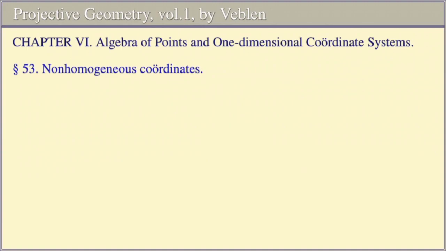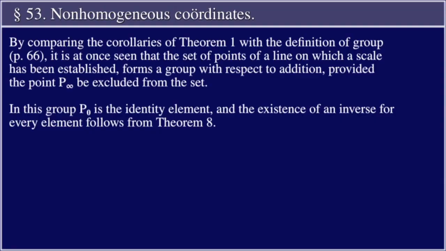Section 53, Non-Homogeneous Coordinates. By comparing the corollaries of Theorem 1 with the definition of group, page 66, it is at once seen that the set of points of a line on which a scale has been established forms a group with respect to addition, provided the point P infinity be excluded from the set. In this group, P0 is the identity element, and the existence of an inverse for every element follows from Theorem 8.